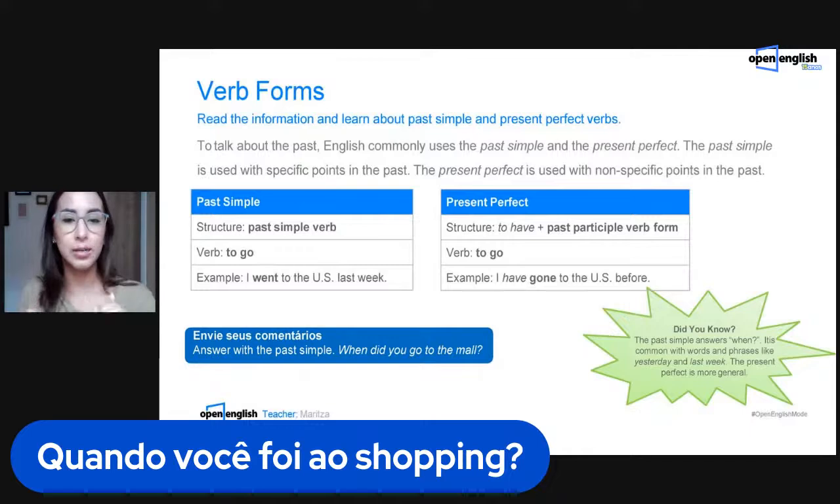An extra hint: in the past simple, we usually know when to use it because there's a direct time in the past. For example, you'll see words like last month, last year, last week, yesterday, last Monday. So if you see those different words, you will probably use the past simple tense.